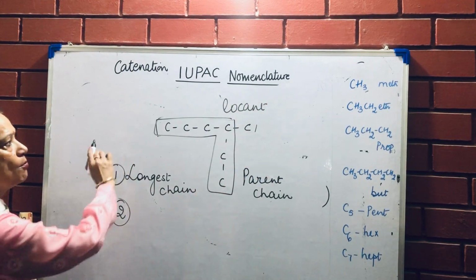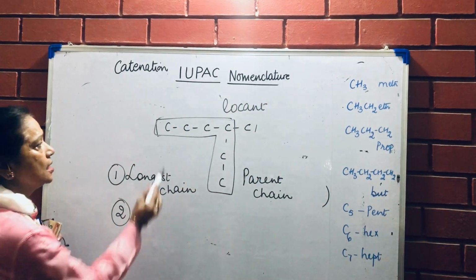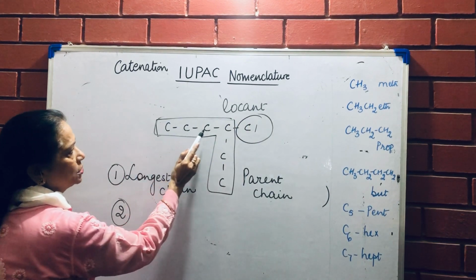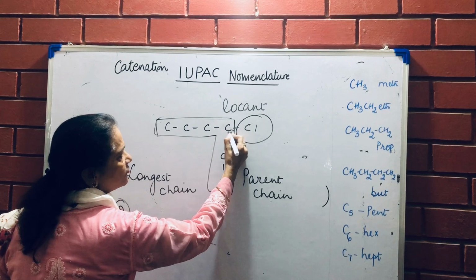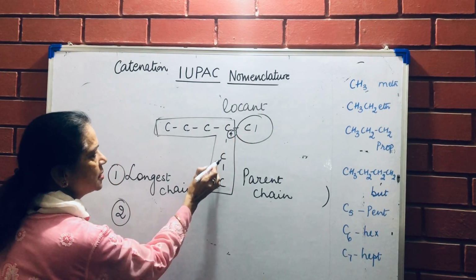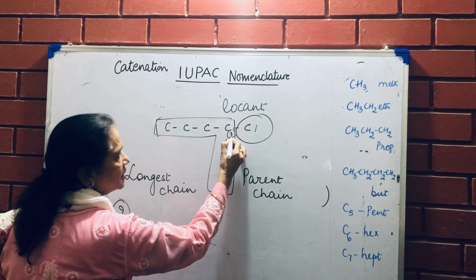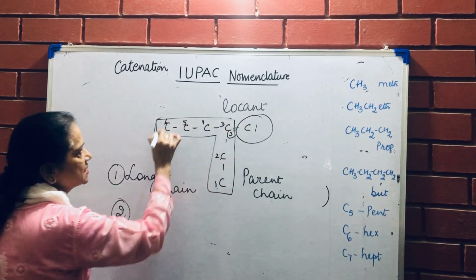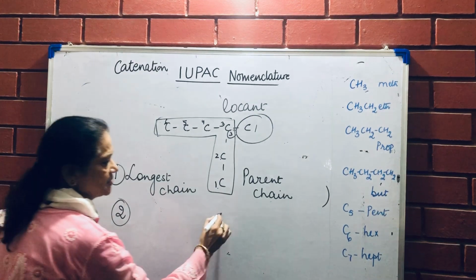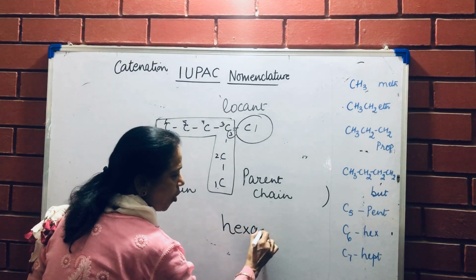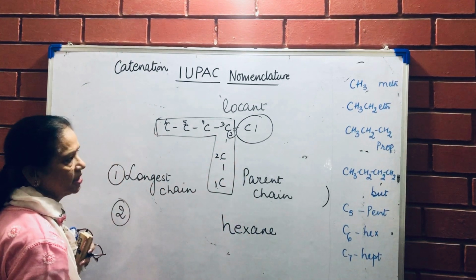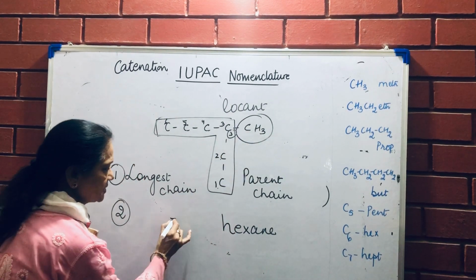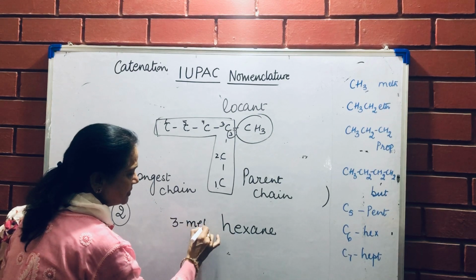The locant will be found by counting from both the ends of the chain. If this is the one which is left outside the chain, 1, 2, 3, 4, it is getting place 4. But if I look from here, 1, 2, it is getting place 3. So I'll count from here, 1, 2, 3, 4, 5 and 6. 6 carbon atoms means it is a hexane, and on the hexane at place 3 is this carbon atom, actually CH3. So I'll say this is 3-methylhexane.